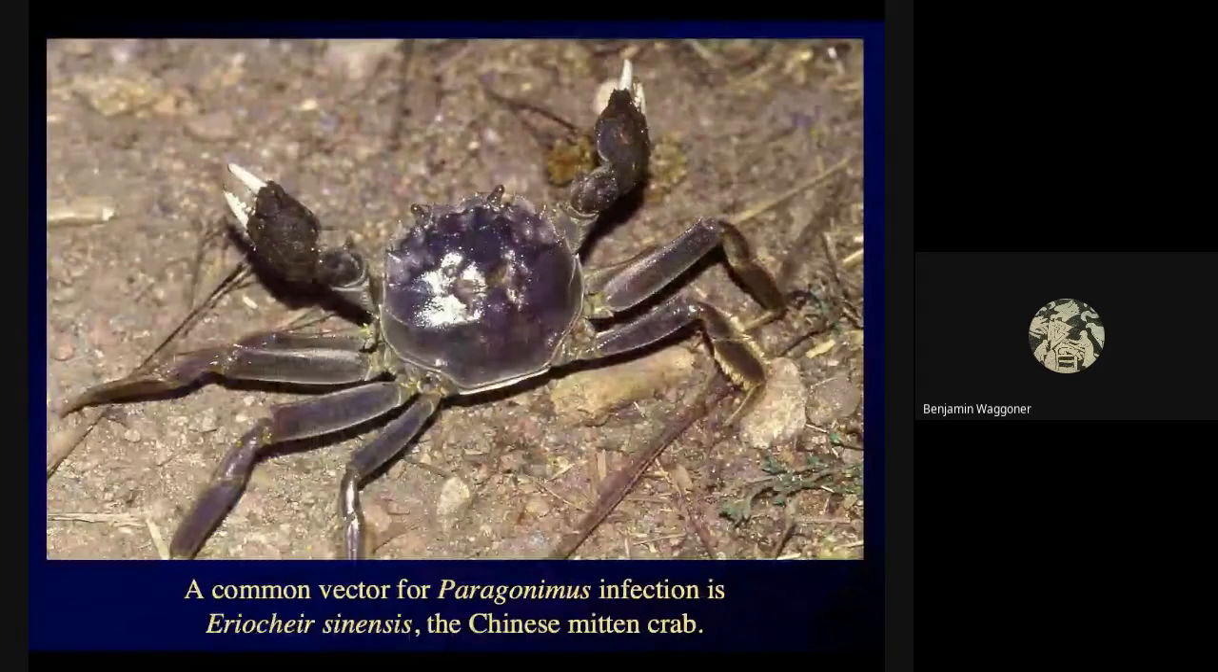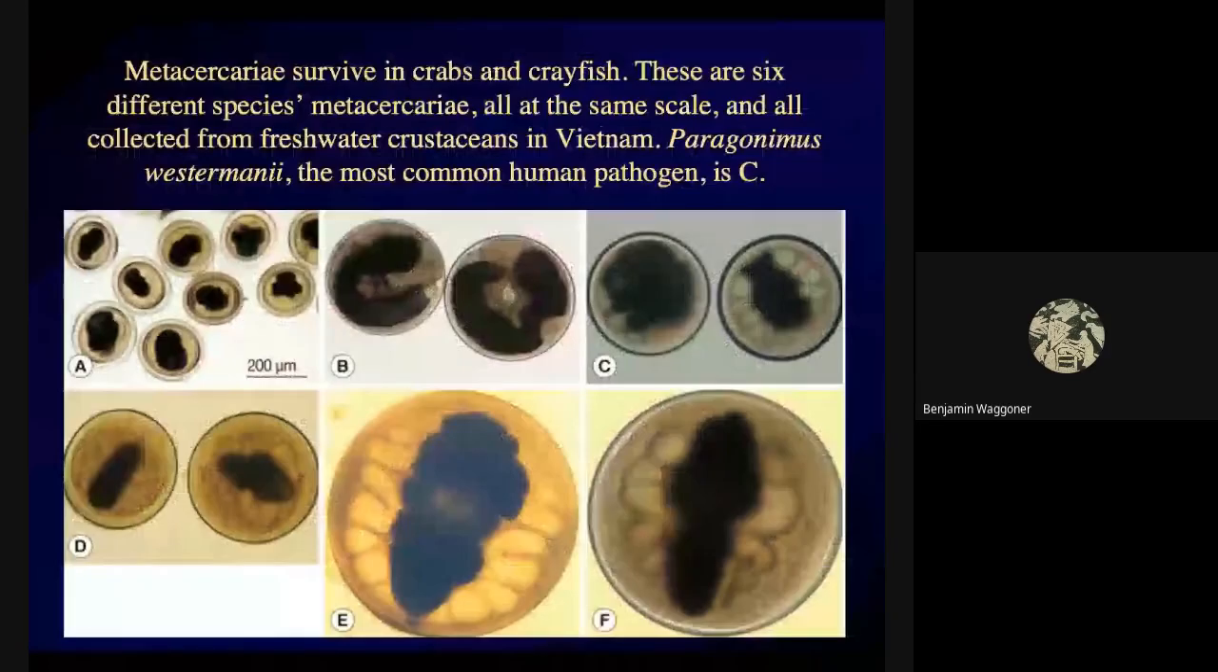But a common vector is Eriocheir sinensis. This is the Chinese mitten crab. I believe this one's actually fairly recently been introduced to California, and it's causing some ecological problems there, like many introduced species do. And it is common in some areas to eat it either raw or fairly lightly cooked. And if you eat it raw or lightly cooked, the muscle may be filled with metacercariae.